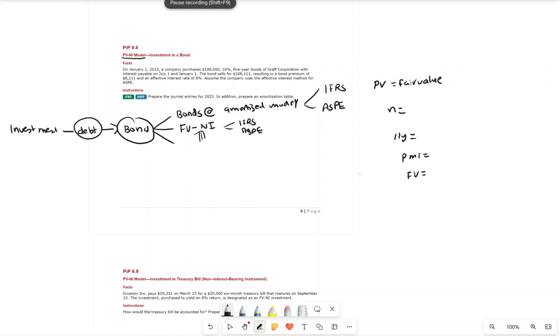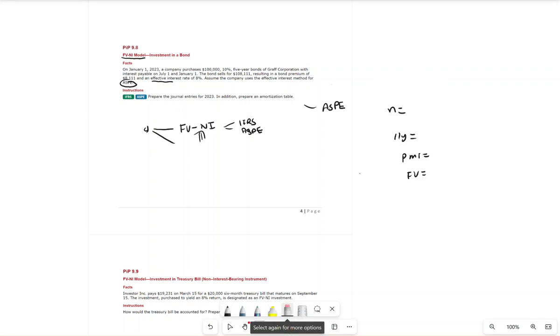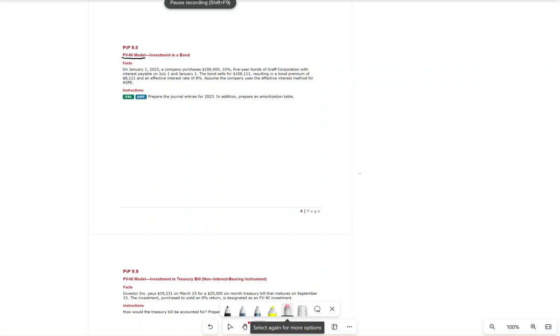So they told us in the question they're using an effective method, and the company is an ASPE company. So that's what they're doing. Again, you will be asked to do an amortization model, but we are going to do this question using both IFRS and ASPE, and how they are different, and how we record the transactions under both IFRS and ASPE. So let's do that.